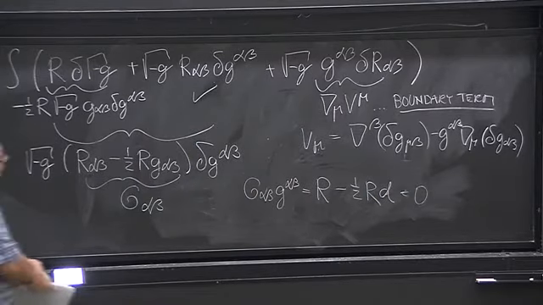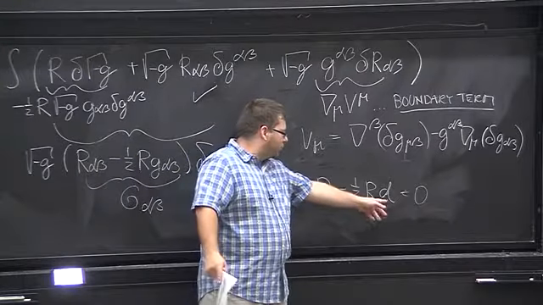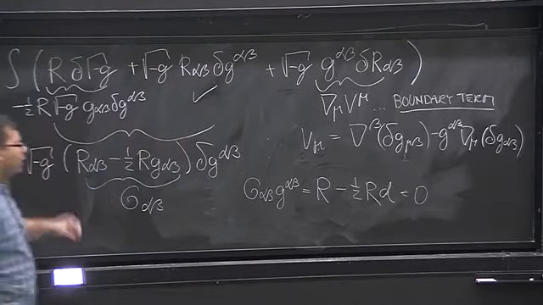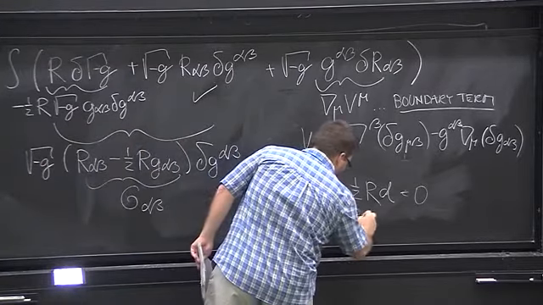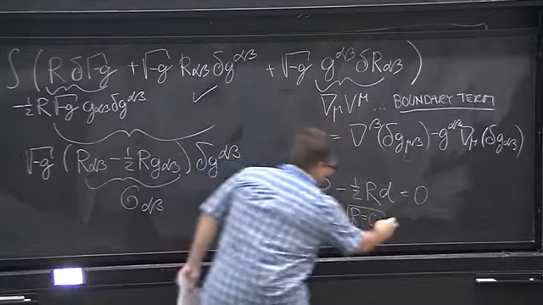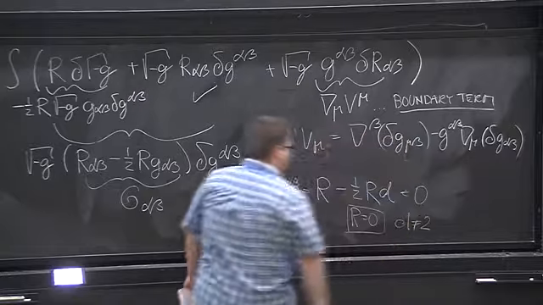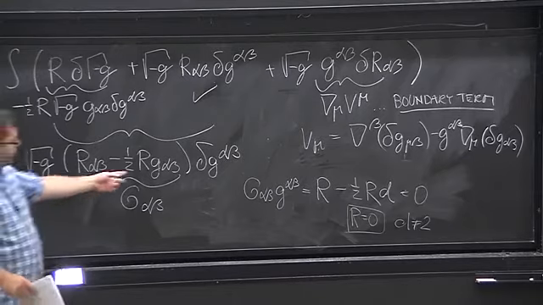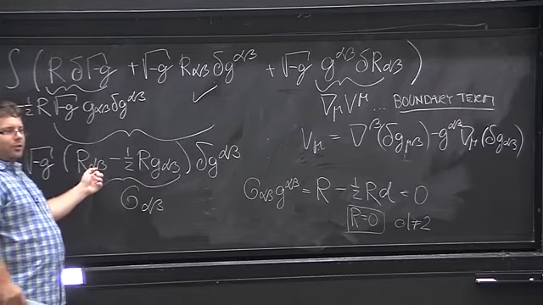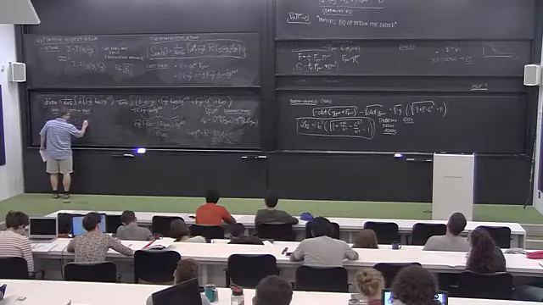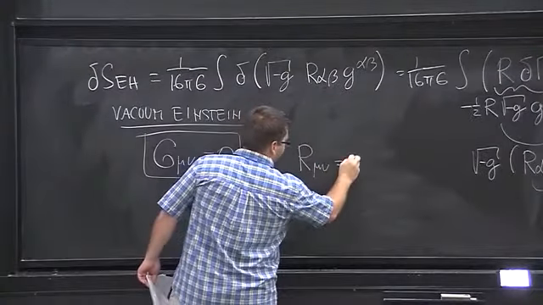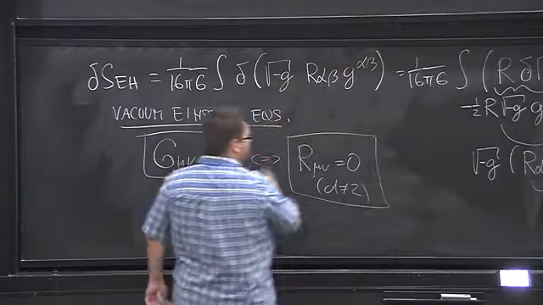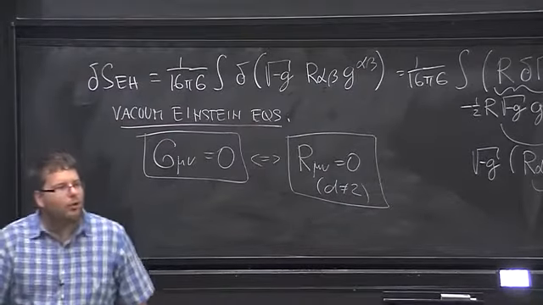So you see that if you are in 2 dimensions, if d is 2, you have R minus R, and you don't learn anything. But if you are in any other dimension, then you learn that R has to be 0. Okay, so if d is not equal to 2, then the Ricci scalar has to be 0. But if the Ricci scalar is 0, then the vacuum Einstein equations can also be written as R mu nu equals 0, provided that d is not equal to 2. These are the Einstein equations in vacuum: R mu nu equals 0.